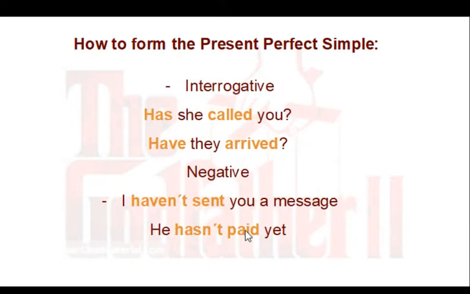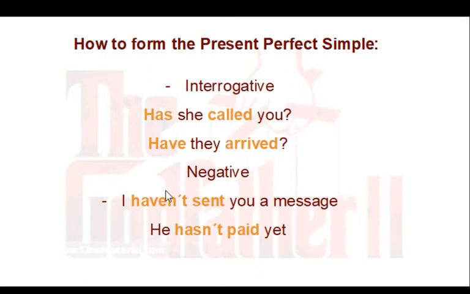Okay, for questions, for interrogative sentences, as with any other verb, we invert the auxiliary verb and the subject. So we start with has or have, then the subject, that can be a pronoun or a proper name or whatever, and then the past participle. Has she called you? Have they arrived?